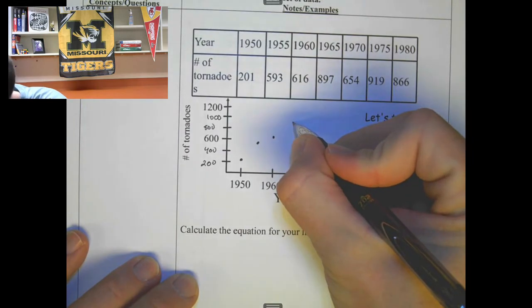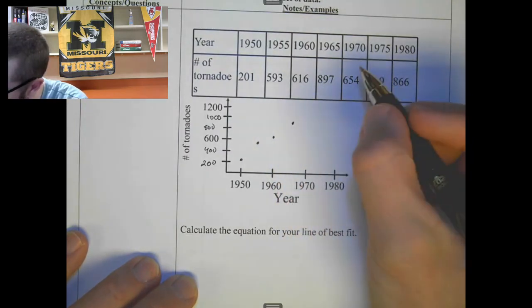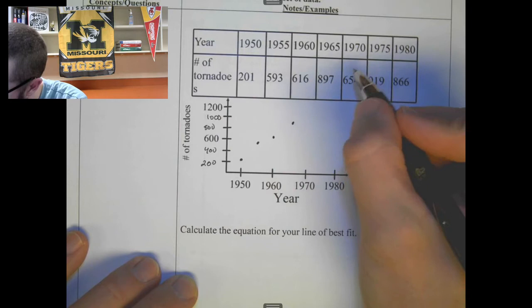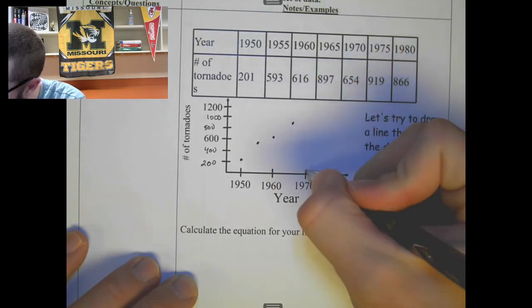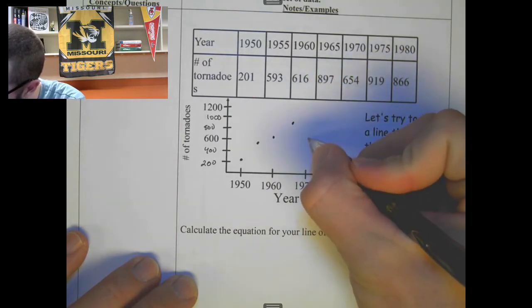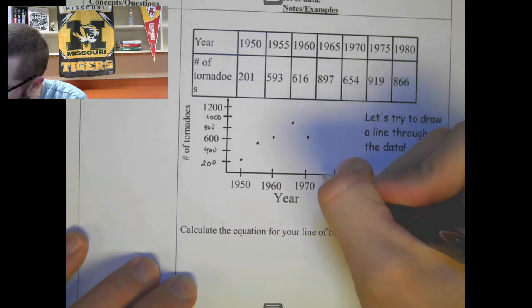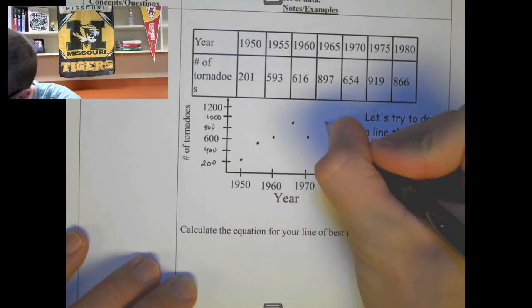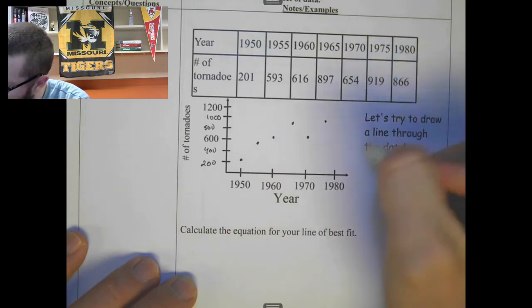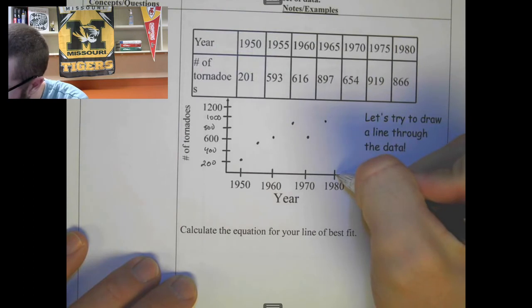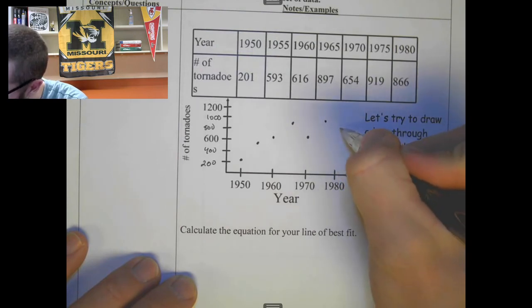And so let me see if I can get that kind of close there. 1970 is 654, so that's down here. 1975 would be 919, so let's back up here, and it's a little above that dot, so I'm a little off. And then 1980 would be 866, which would be up here.